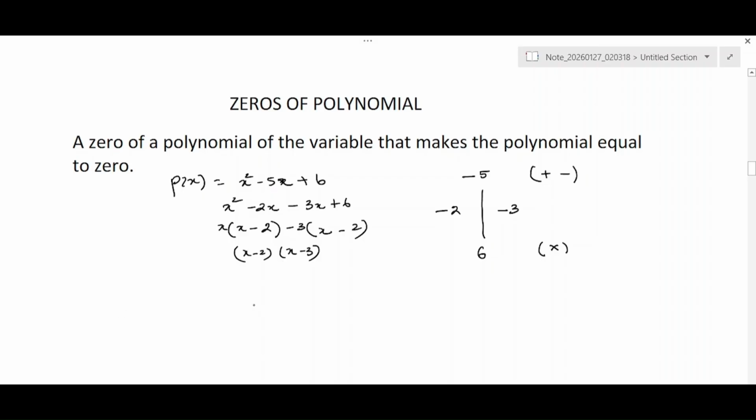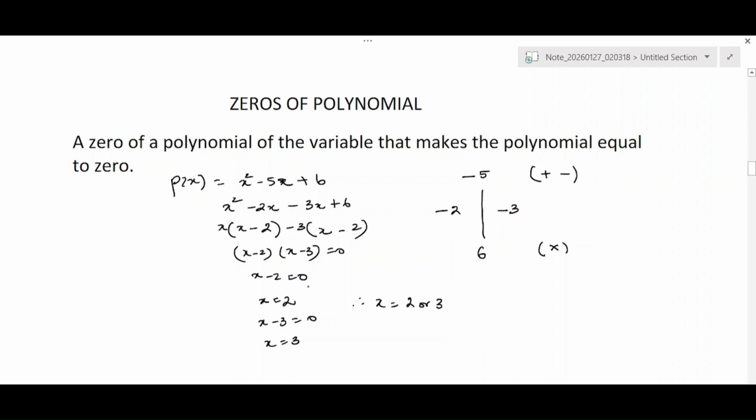Now x is equal to 0, x minus 2 is equal to 0, so x is equal to 2. x minus 3 is equal to 0, therefore x is equal to 3. Therefore x is equal to 2 or 3.